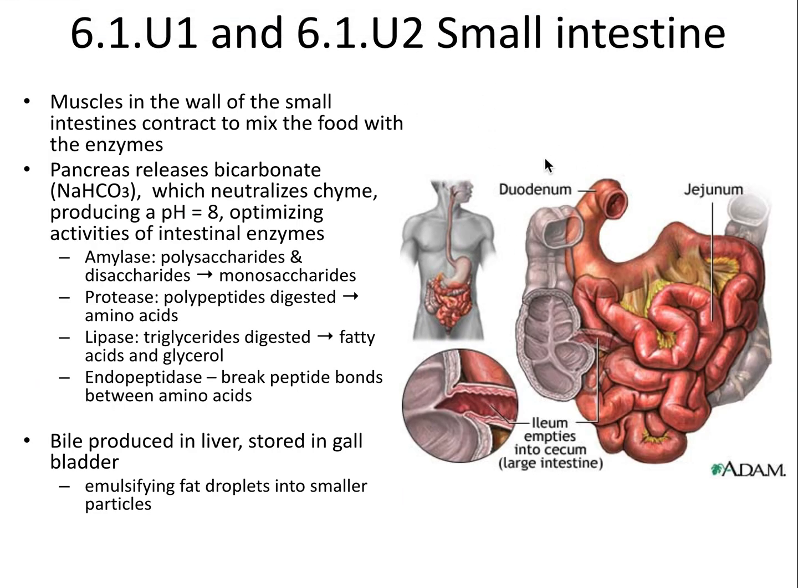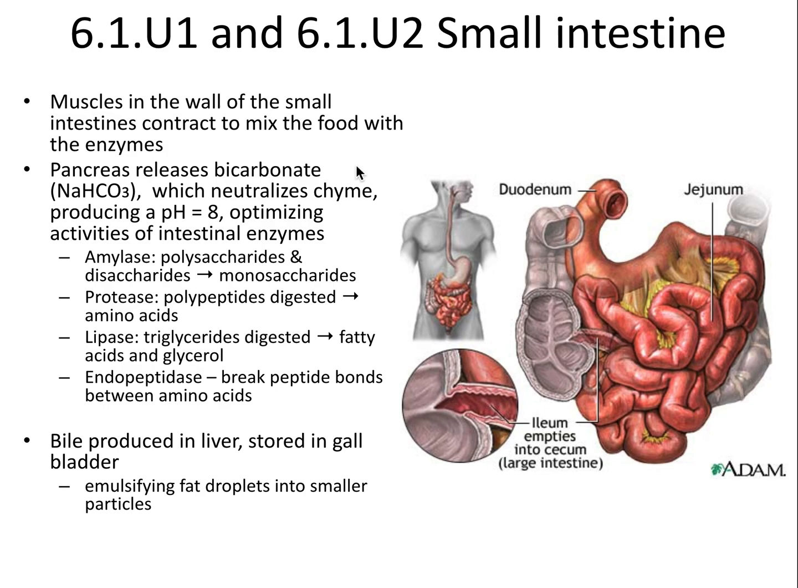So this one's about the small intestine, which is the most important here. You can see we have the duodenum up at the top, and then as you move into the ileum in here, okay, there's the duodenum and then the ileum, but you just really need to remember it all together as a small intestine and the duodenum in the beginning. So the muscles in the wall of the small intestine contract to mix the food with the enzymes.